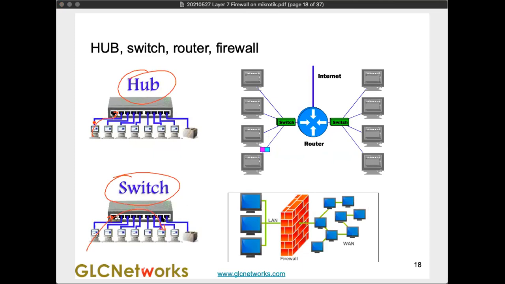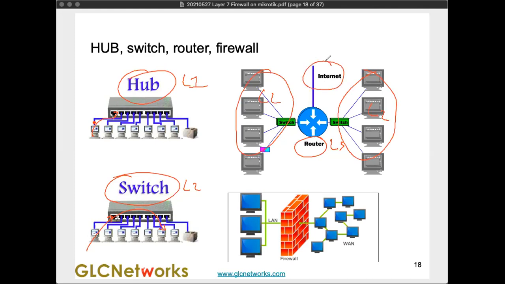And then hub is layer 1, switch is layer 2. Okay, router is layer 3. Why? Because it connects to a layer 2 segment. This is layer 2. This is layer 2. So we connect layer 2, including the internet. Internet is also lots of networks, and then we connect to them. So that's the router. Router is layer 3, so working on layer 3 information.